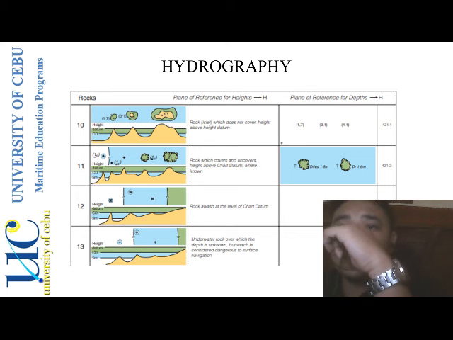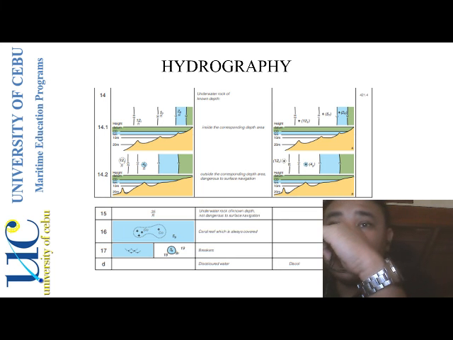So these are the rocks, plane of reference for heights and the plane of reference for depth. Number 10, rock which does not cover, height above height. So number 11, this is the rock which covers, height above chart datum where known. Number 12, rock awash at the level of chart datum. So number 13, underwater rock over which the depth is unknown, but which is considered dangerous to surface navigation. So number 14, this is the sign of the underwater rock of unknown depths.